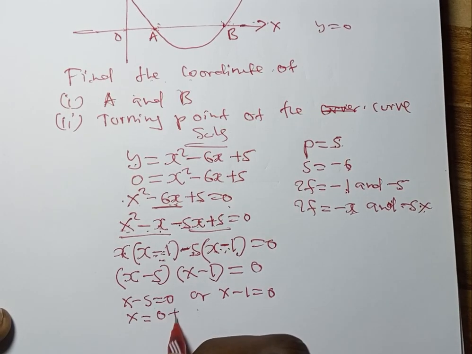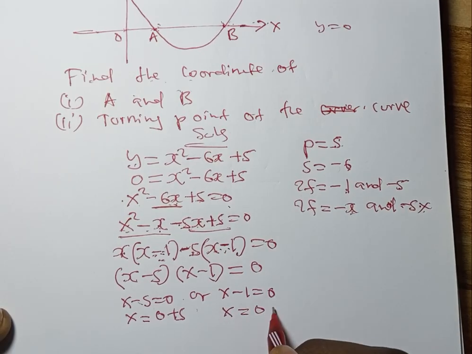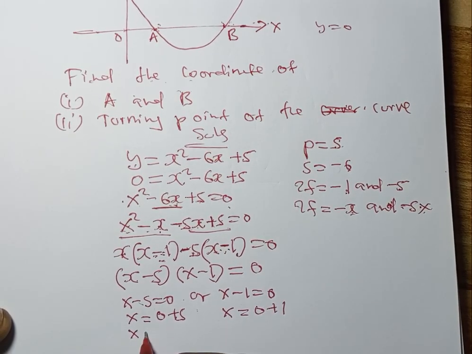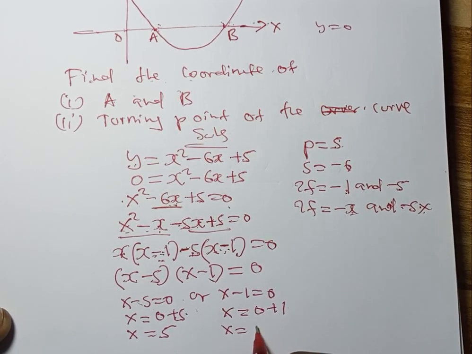0. This will come inside plus 5, cross the equal sign, group like terms. Here will be x equal to 0. This will come plus 1. Therefore, you have x is equal to 0 plus 5, you have a 5. Then x is equal to 0 plus 1, you have a 1.